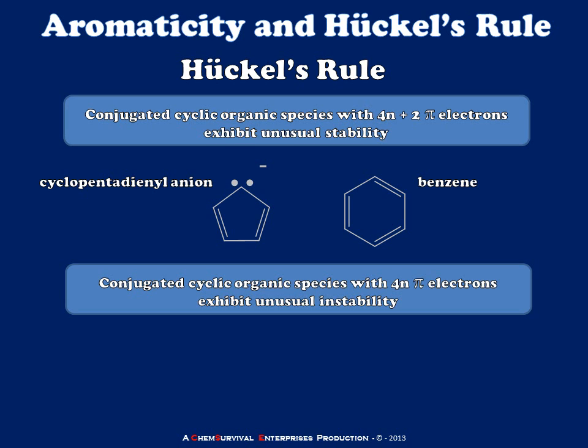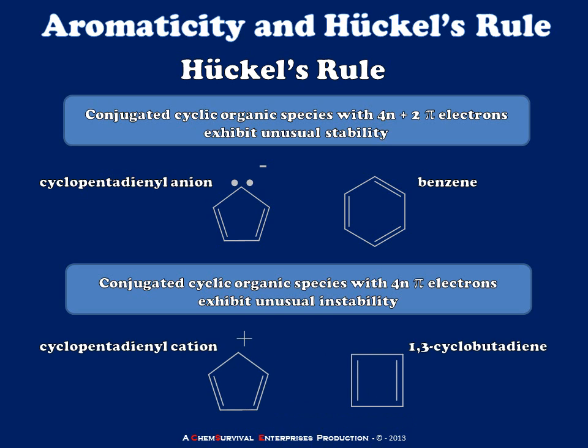Conversely, conjugated cyclic organic species with 4n pi electrons tend to exhibit an unusual instability and tendency to contort and twist in any way they can so that they are not planar. Some classic examples of this are cyclopentadienyl cation and 1,3-cyclobutadiene.